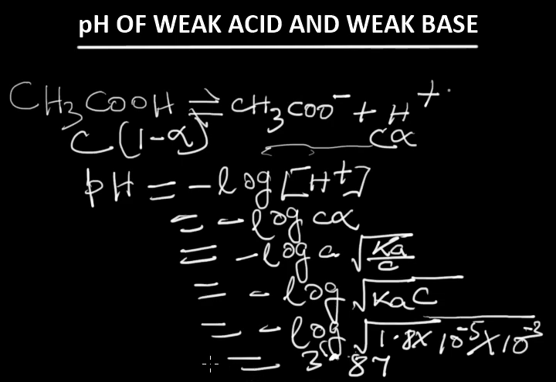So if we remember the pH of HCl solution, that is, a 10 to the power minus 3 molar HCl solution has pH 3, but that of acetic acid is 3.87. That means the pH value of acetic acid is greater than HCl. That means acetic acid is a weak acid.